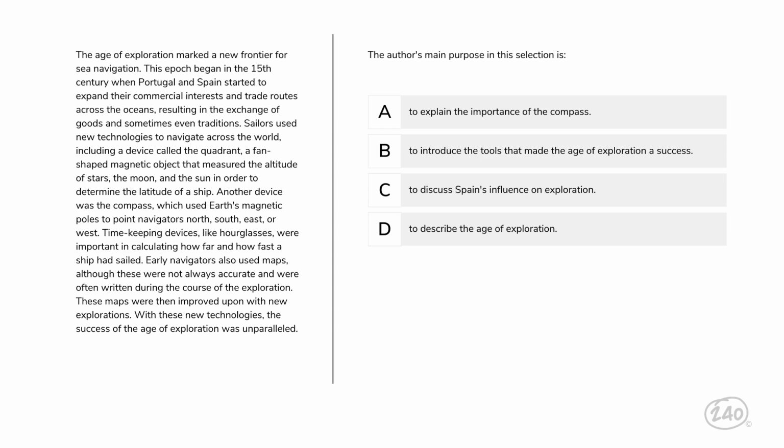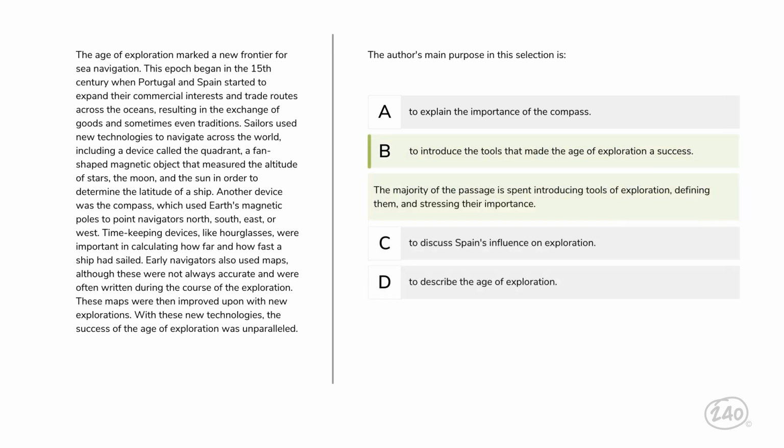Let's answer some questions about what we just read. The author's main purpose in this selection is to explain the importance of the compass, to introduce the tools that made the Age of Exploration a success, to discuss Spain's influence on exploration, or to describe the Age of Exploration. Choice B is the best answer. The majority of the passage is spent introducing tools of exploration, defining them, and stressing their importance.